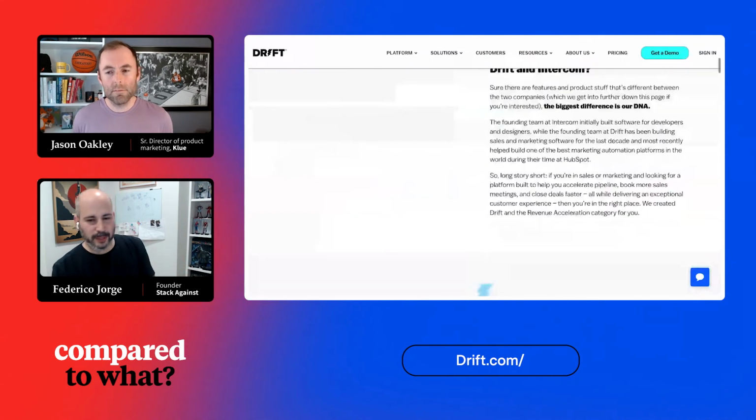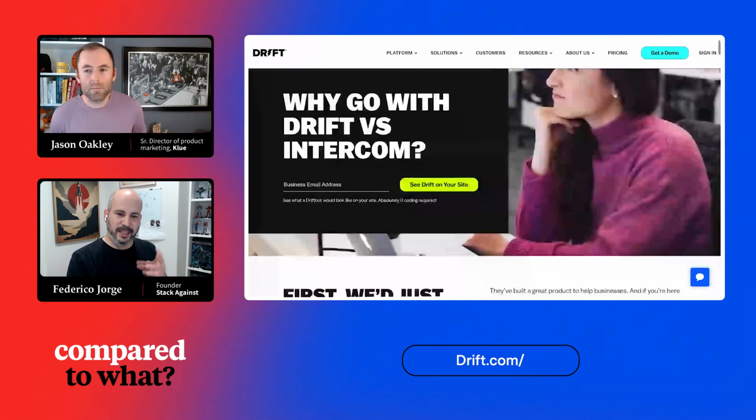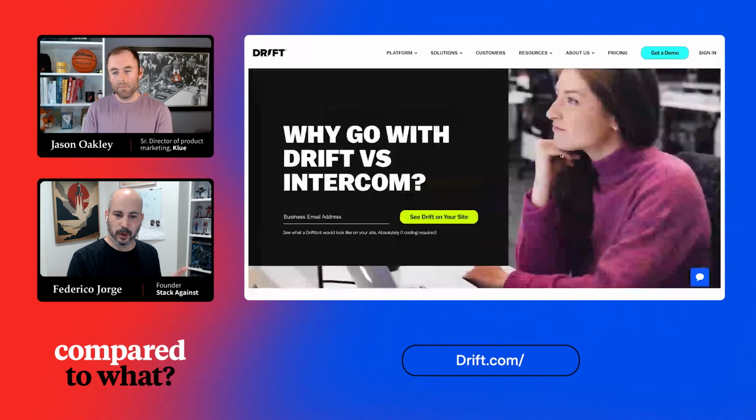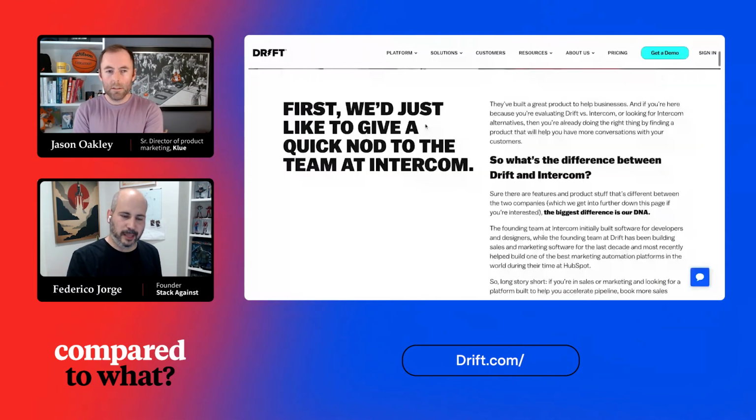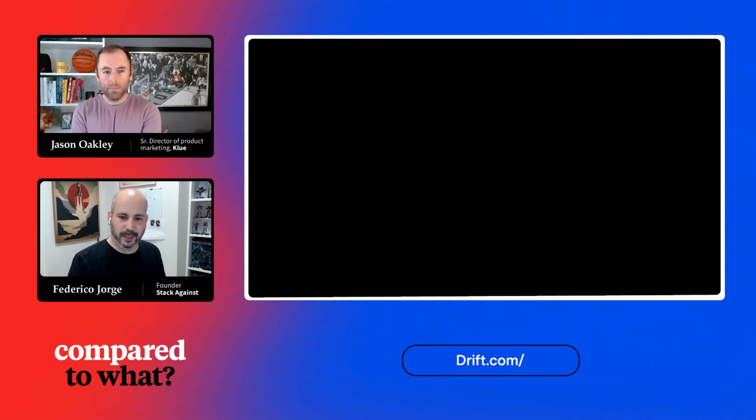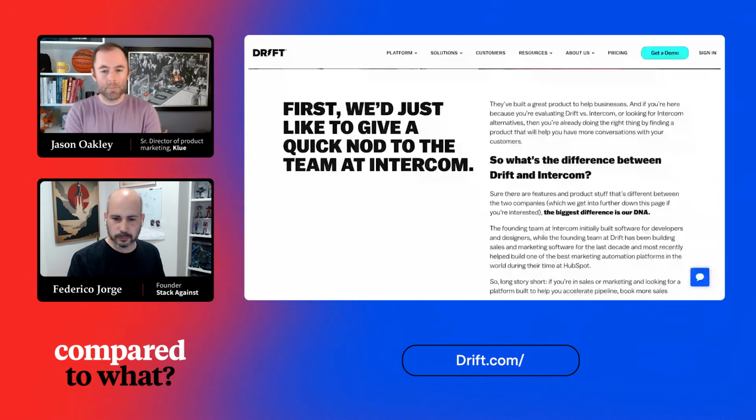Now, the main problem that I see on this page is that it is not present from the get-go. And it feels like all these examples that we're looking at commit the same mistake, which is not using your hero section to tell people how you're different. It tells you, yes, you're looking at the Drift versus Intercom page, but it doesn't tell you how Drift is different. So totally, I would say that's a problem here.